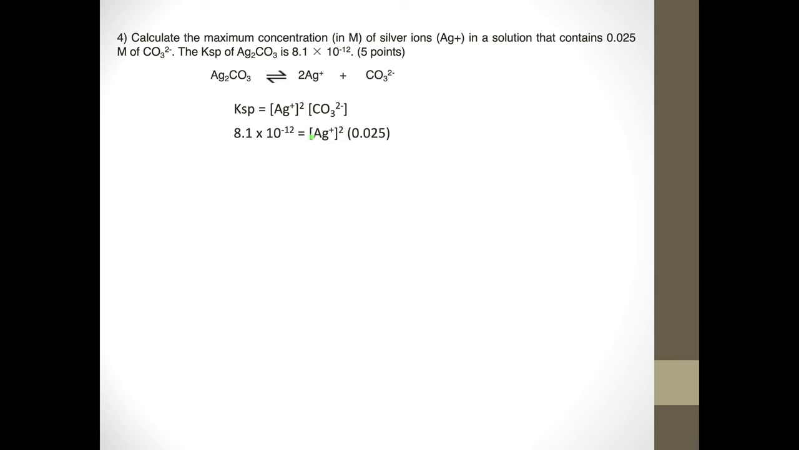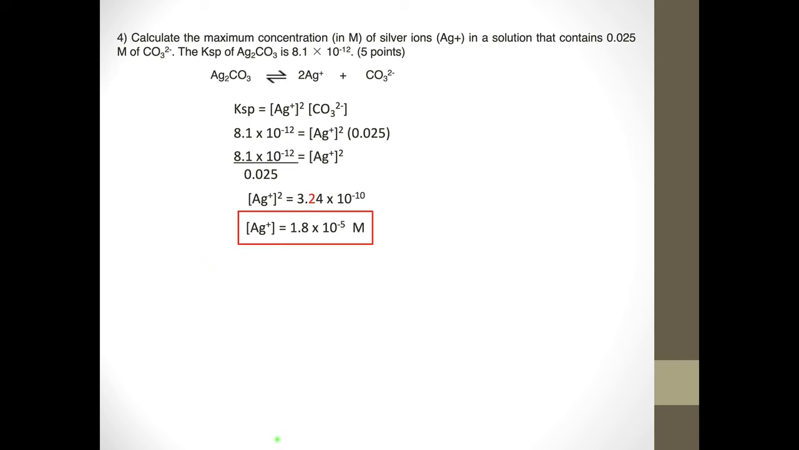So to do that, we have the Ksp and we have the concentration of the carbonate, so we can put this value here. The concentration of Ag squared is going to be equal to the Ksp divided by the concentration of the carbonate. And that will be equal to 3.24 × 10⁻¹². When we take the square root of that value, the concentration of silver ion is going to be equal to 1.8 × 10⁻¹⁵ molar. So that will be the maximum concentration of the silver ions present in this solution.